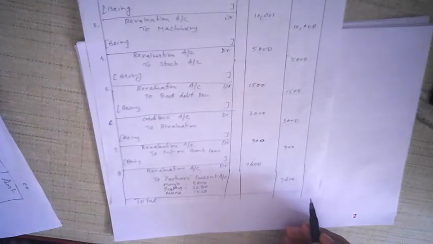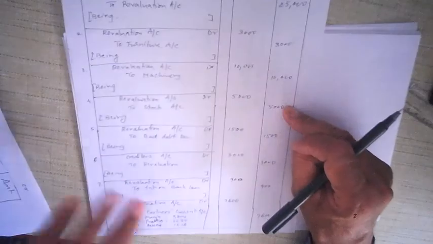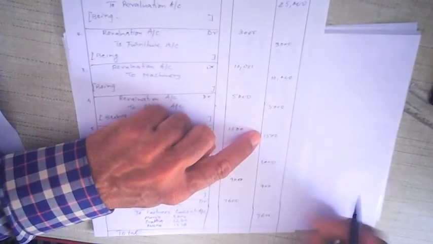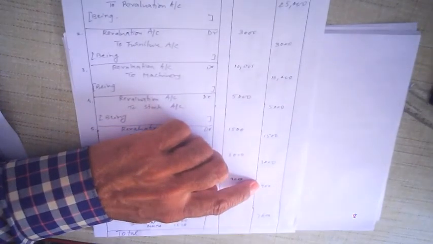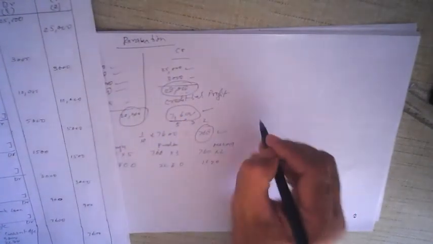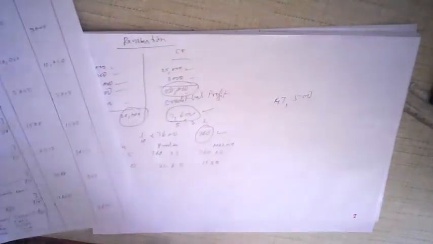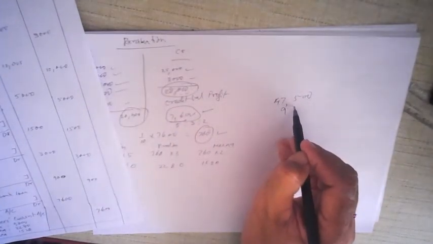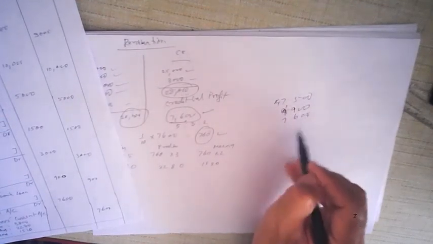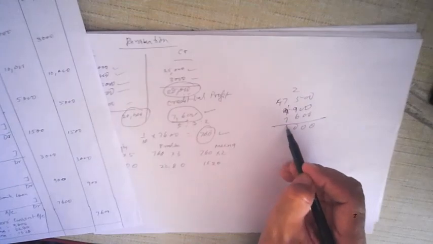Now this completes the journal entry, and then we write the total of both sides. The total of this side will be the same, obviously. 25,000 plus 3, 28,000, 38,000, 43,000, 46,000, 47,500, plus 900, then plus 7,600, and the total comes to exactly 56,000.